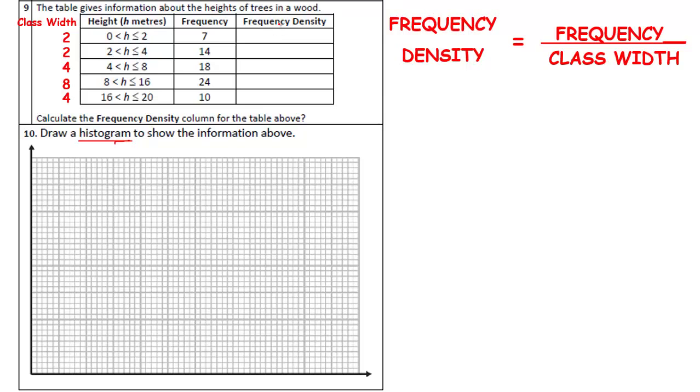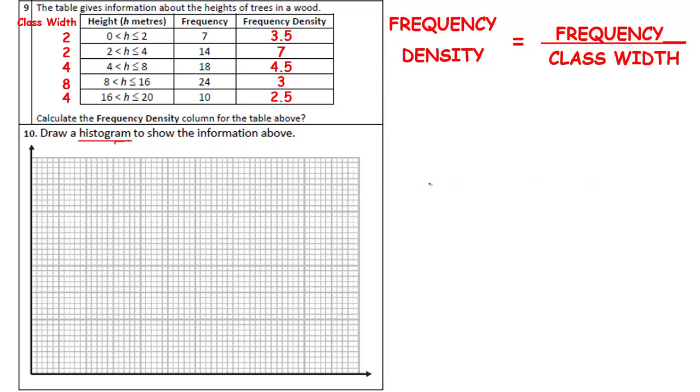Remember, now I want to work out frequency density, and frequency density is frequency divided by class width. So these are my frequencies here. My first frequency is 7. The class width is 2. 7 divided by 2 is 3.5. 14 divided by 2 is 7. 18 divided by 4 is 4.5. 20 divided by 8 is 2.5... no, 3. And 10 divided by 4 is 2.5.